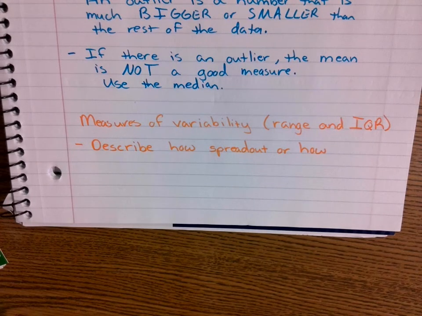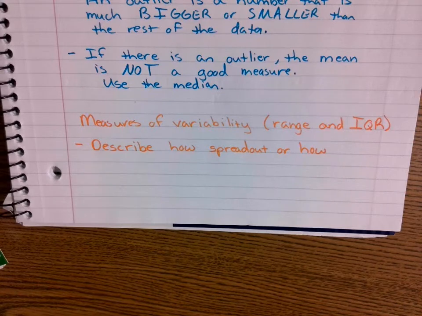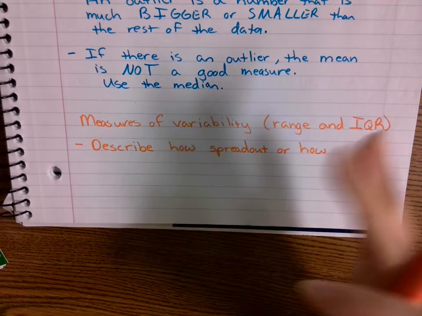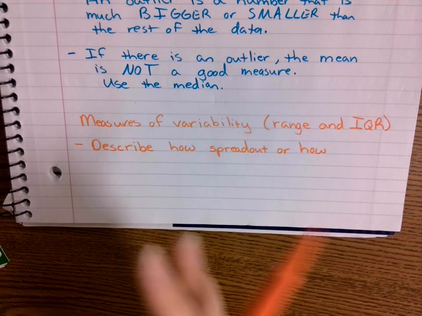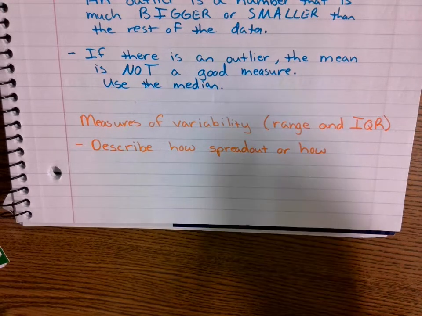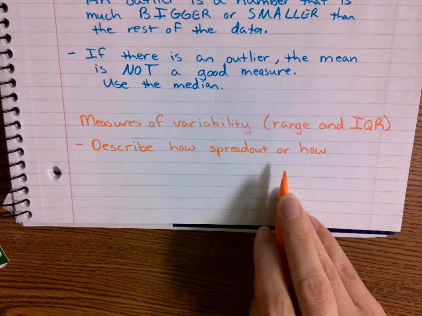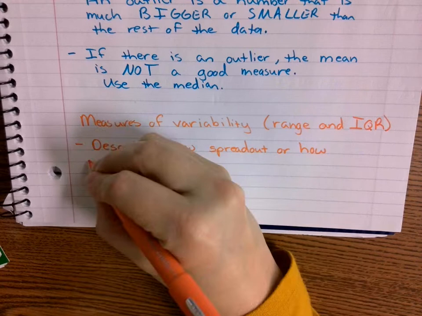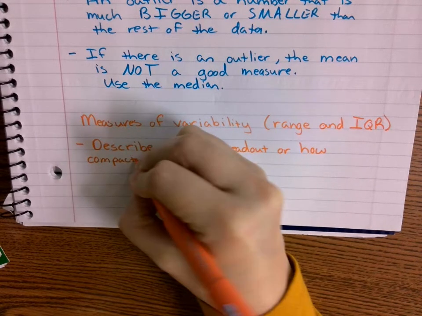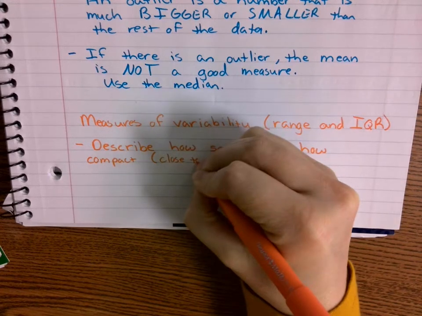Same thing with motorcycle spaces. They're really small because a motorcycle's smaller, right? So compact means that it's more closely packed together. It's not spread out. It's close to each other. So when we are using variability, we're describing either how spread out the data is or the reverse, how compact or close together. So I'll write compact and in parentheses, I'll write close together, that the data is.